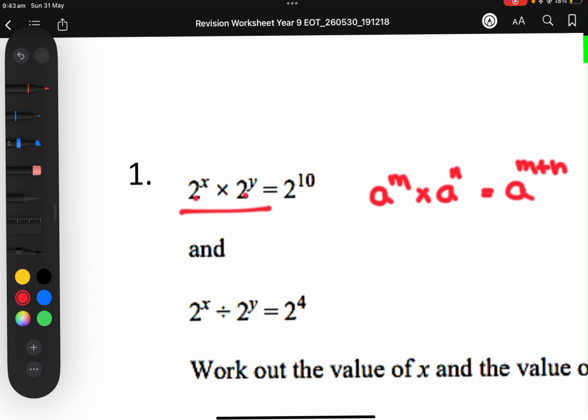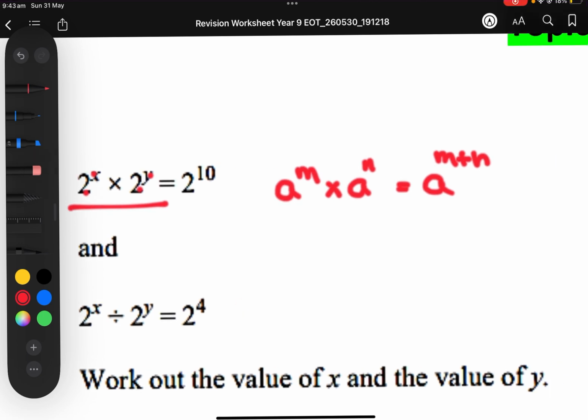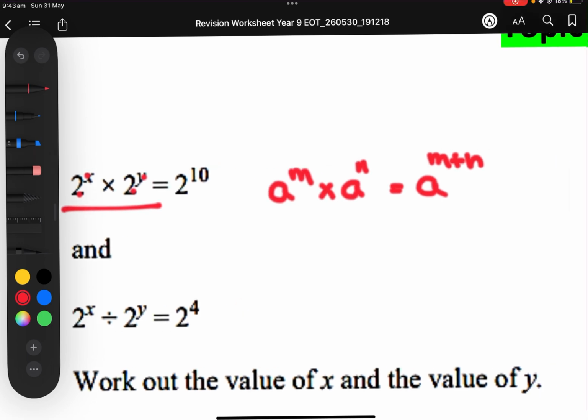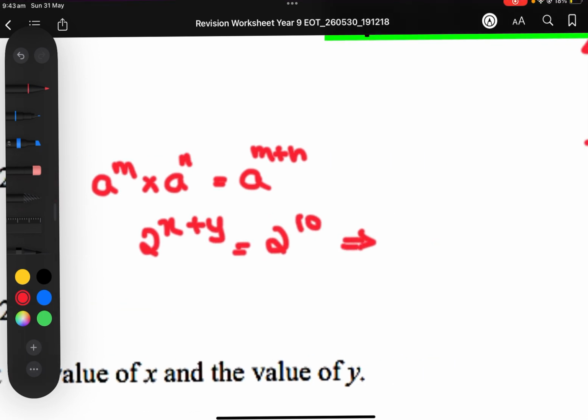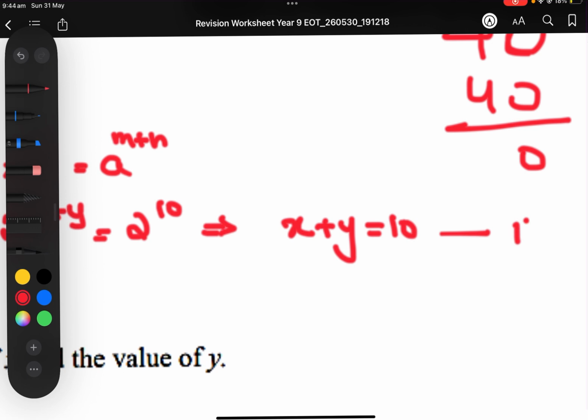This is the a, to the power x and y we have, and then to the power is equal to 10. Since the bases are the same, we'll take 2 to the power x plus y is equal to 2 to the power 10. Further ahead, when bases are the same, you can equate the powers also to simplify them. So this becomes x plus y is equal to 10. This is equation number 1.